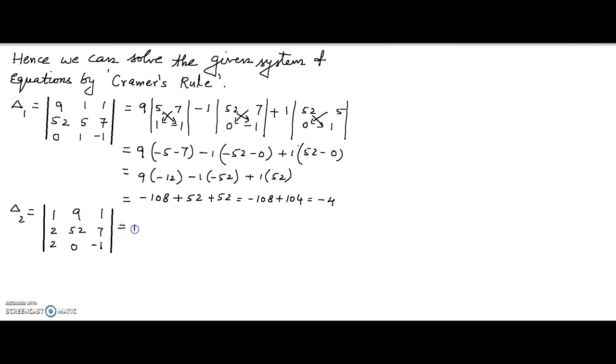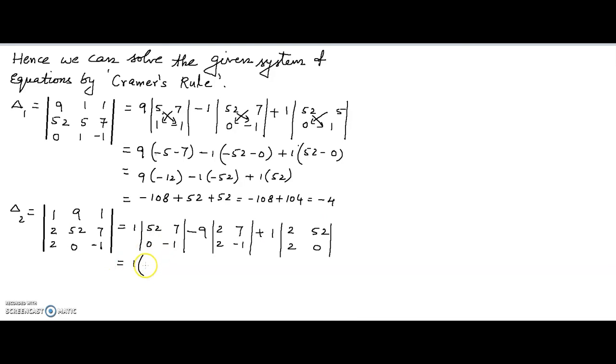So first element is 1, leave out the first row and first column, the remaining 4 elements in the form of determinant. Minus second element is 9, leave out the first row and second column, the remaining 4 elements in the form of determinant, plus the last element is 1, leave out the first row and the third column, remaining 4 elements 2, 52, 2, 0. So wherever that element is present, you have to leave out that row and column.